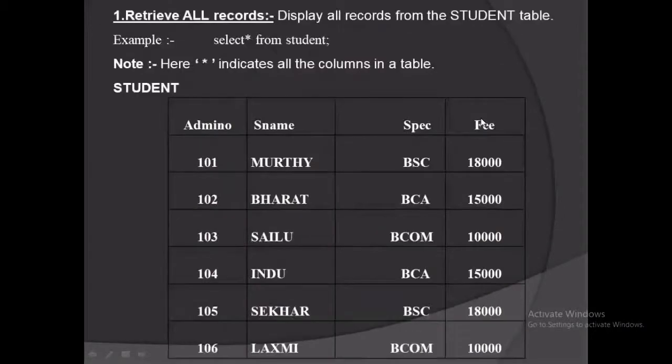First command is select star from student. That means the student table is displayed. Star means overall data is displayed. So the student table is displayed. Okay, retrieve all records. So all records are displayed.